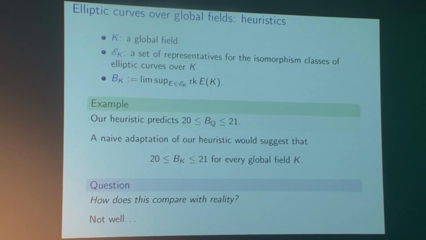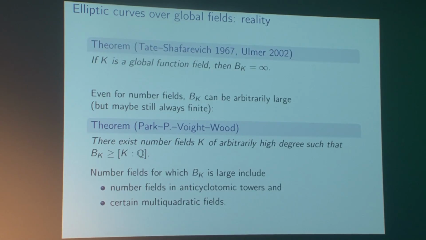Okay, so how does this compare with reality? Well, not so well. So what's the truth now? This is the heuristics, and now this is reality. What actually happens? Over function fields, you actually can have elliptic curves of higher and higher rank. For any given elliptic curve, it's finitely generated, but the rank can be arbitrarily large.